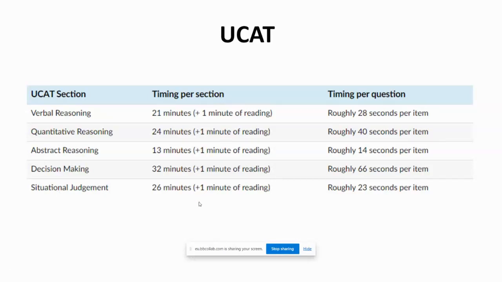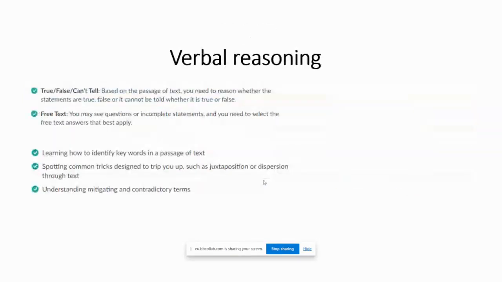One of the crucial aspects of it is timing, because you don't get a long time to do the questions. For the questions, it's an average of about 30-40 seconds per question, and you get about a minute reading time for it.